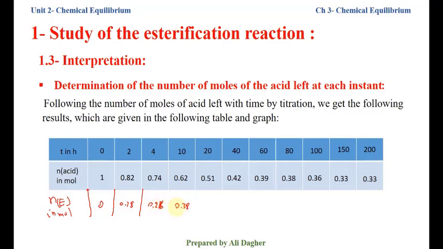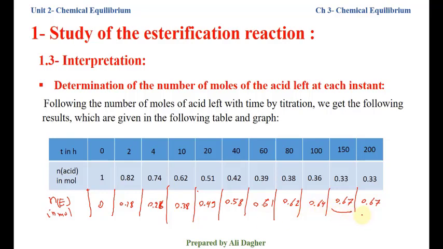0.26, 0.38, 0.49, 0.58, 0.61, 0.62, 0.64, 0.67, and 0.67. This is the number of moles of ester formed at the end of the reaction if the reaction is complete.